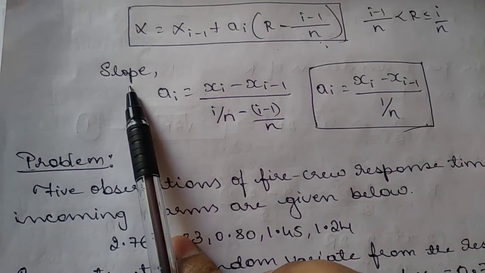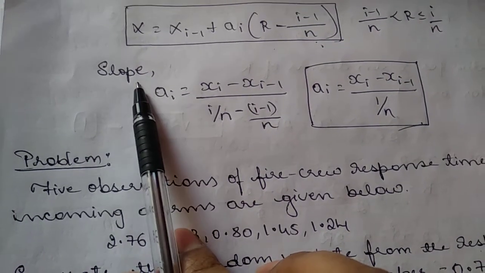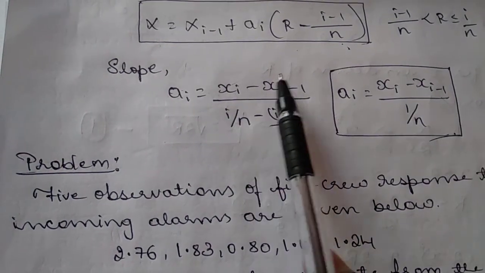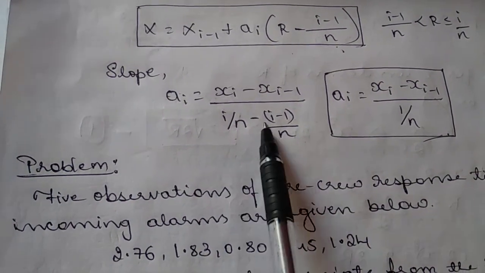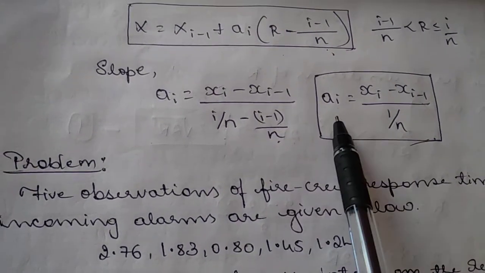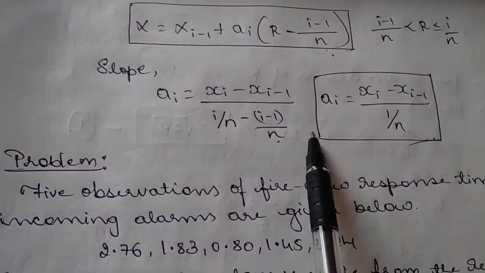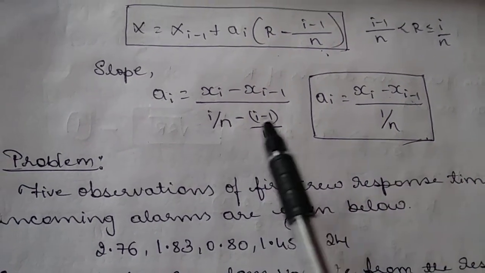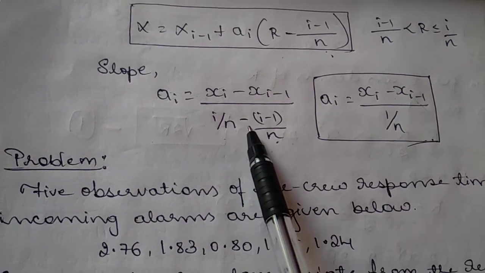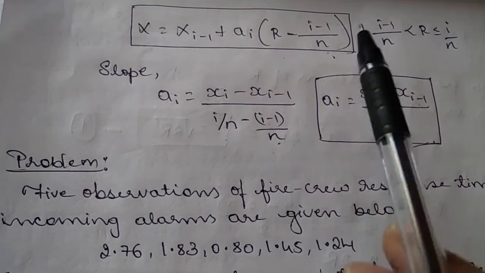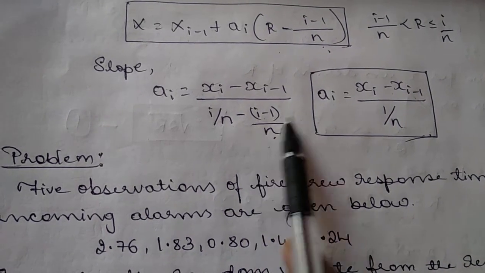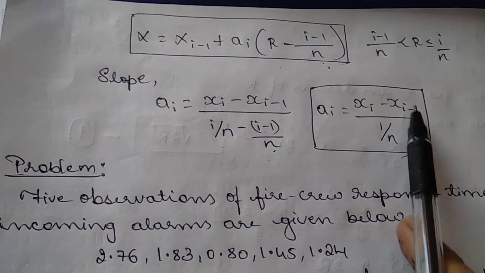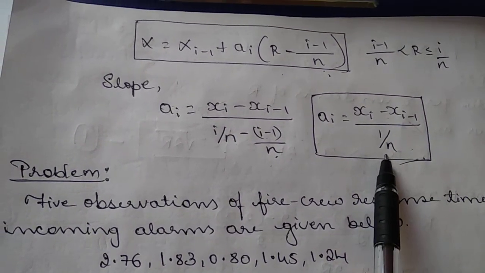Then I have just told you it is with respect to the slope. This is how we'll calculate the slope using this formula. That is a(i) is equal to x(i) minus x(i-1) divided by (i/n minus (i-1)/n). And then this one I'll solve. You will get i minus i plus 1. The i minus i and plus i will get cancelled, plus 1 by n will be remaining. So a(i) is equal to x(i) minus x(i-1) divided by 1/n.